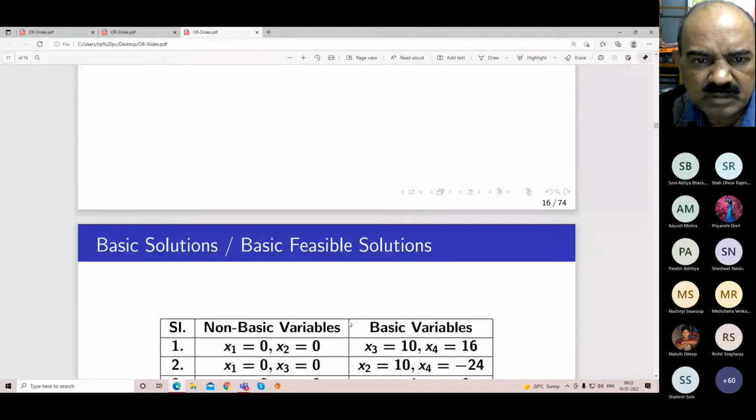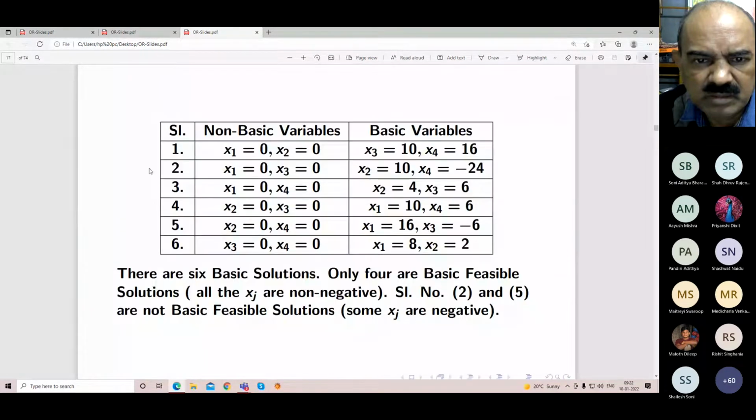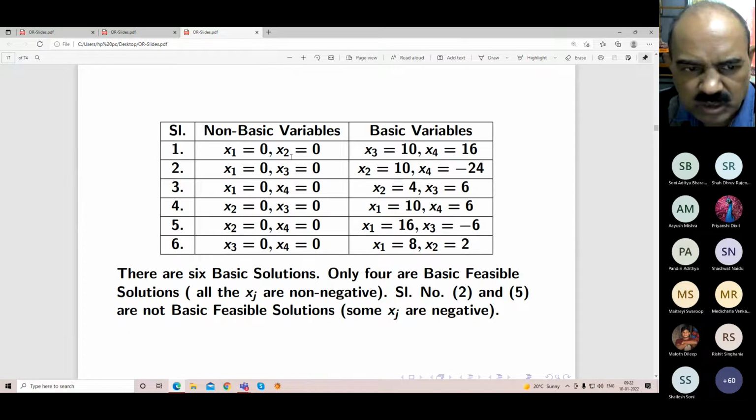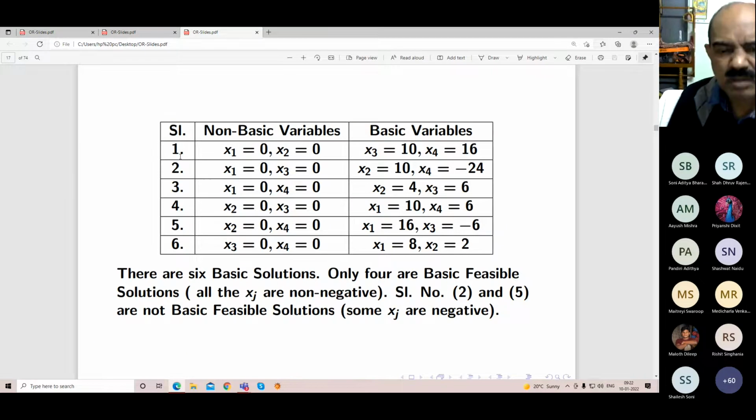Let us see what is happening. The first one: x1 0, x2 0, x3 10, x4 16. There are 4 coordinates, but since you have drawn it graphically, it has only 2 coordinates, x1 0, x2 0. So the first one is a basic feasible solution. Yes or no? Yes, sir.